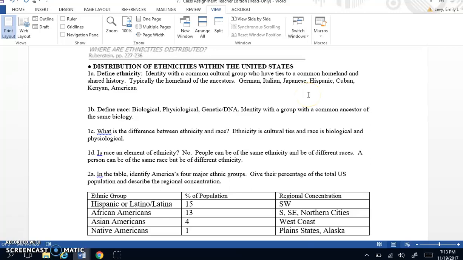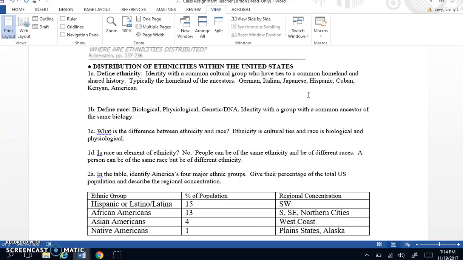Hello everyone, it's Miss Levy and we are here to learn about 7.1, so Chapter 7, Key Issue 1, which is the first key issue in our Political Geography unit. And this key issue is really about the differences between ethnicity and race, and where we see the ethnicities distributed within the United States, some difficulties with defining both ethnicity and race.